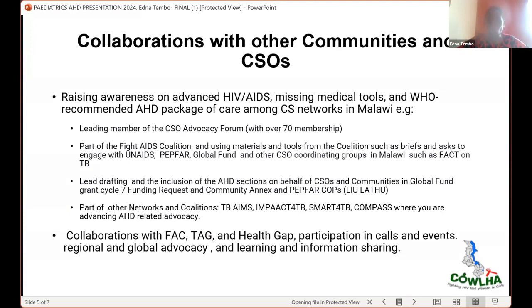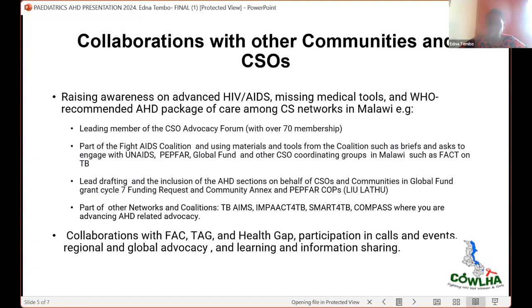Yeah, so on collaborations with other communities and civil society organizations, we have made sure that we are raising awareness on advanced HIV/AIDS, missing medical tools, as well as WHO recommended AHD package of care among civil society networks. As a leading member of the civil society organization, we are also part of the Fight AIDS Coalition, and we are using the materials and tools from the coalition such as briefs and asks to engage with PEPFAR, UNAIDS, Global Fund.